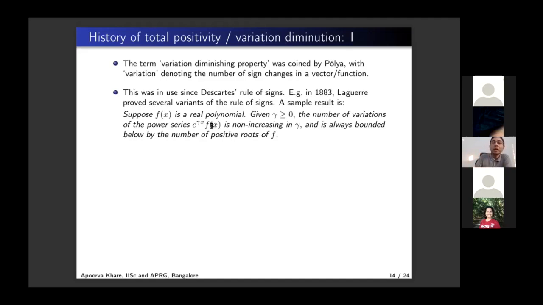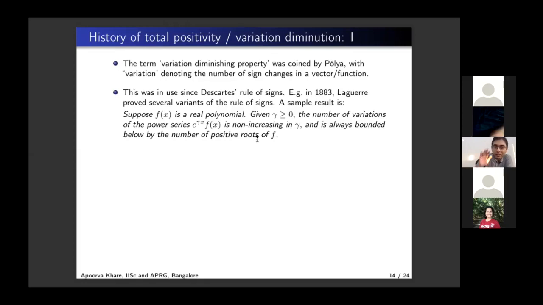The claim that Laguerre made was that the number of variations, even for any positive gamma, is non-increasing in gamma. So it is bounded above by the number of sign changes in f itself. And it is also bounded below always by the number of positive roots of f. The fact that gamma equals 0 bounds this number of positive roots is called Descartes' rule of signs. This is a result from 1637 by Descartes, right? Laguerre claimed that there are uncountably many values of this positive parameter between those two integers. So this is really a huge refinement of Descartes' rule of signs.